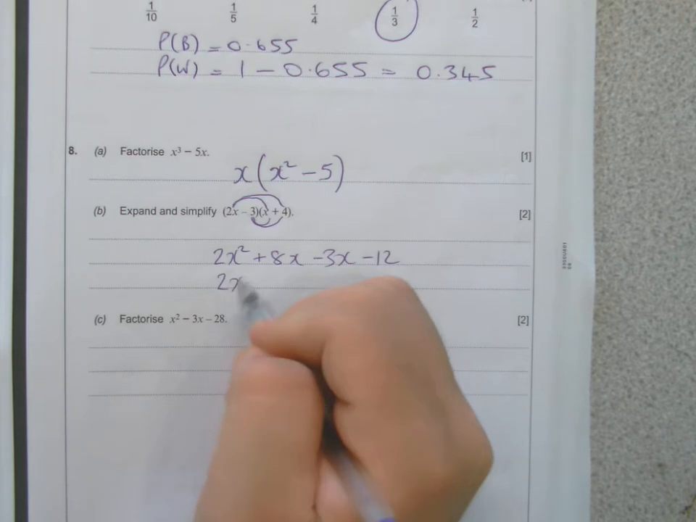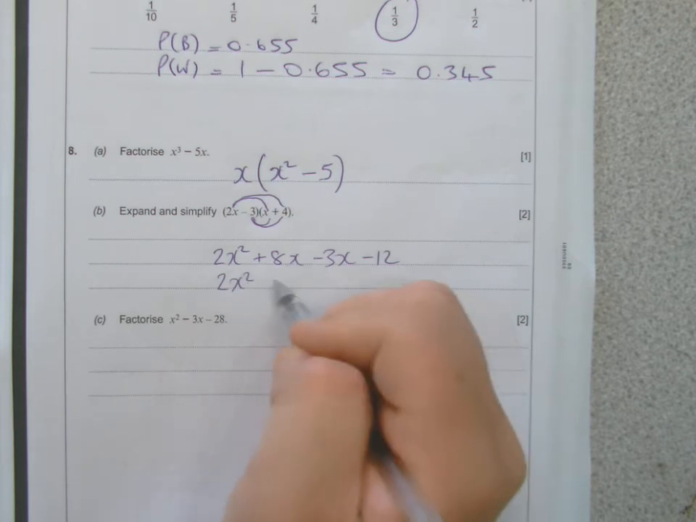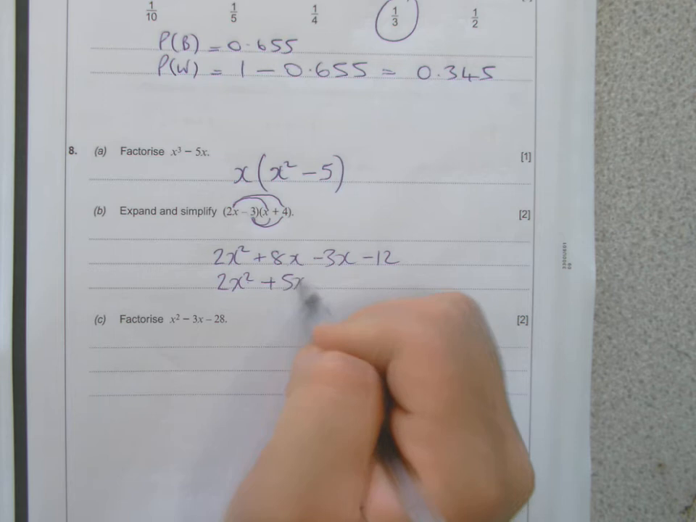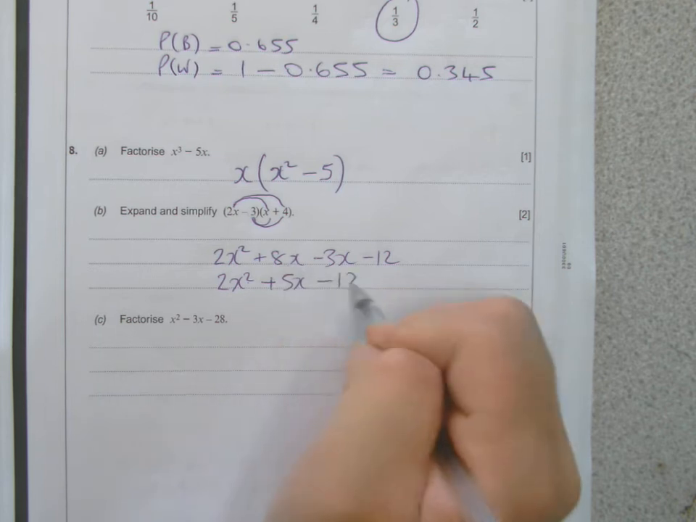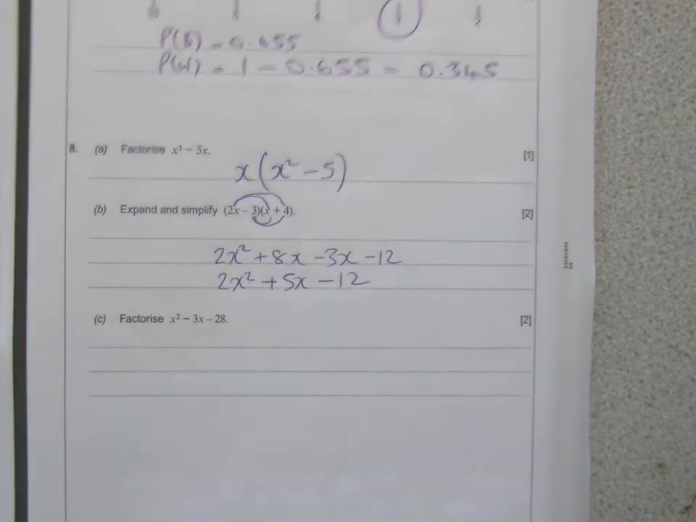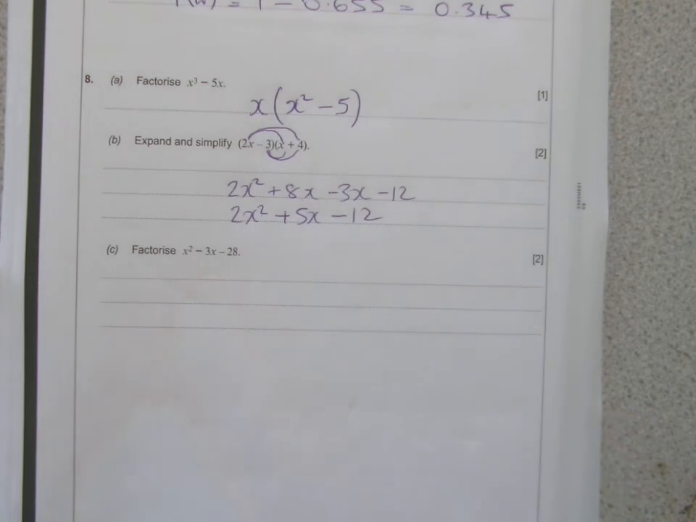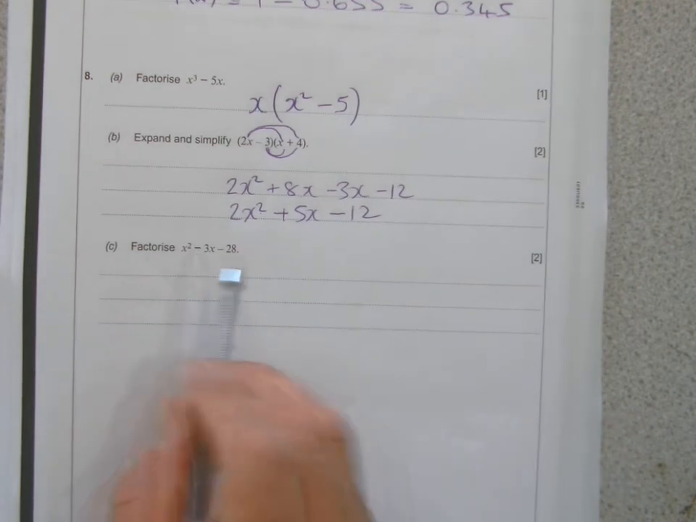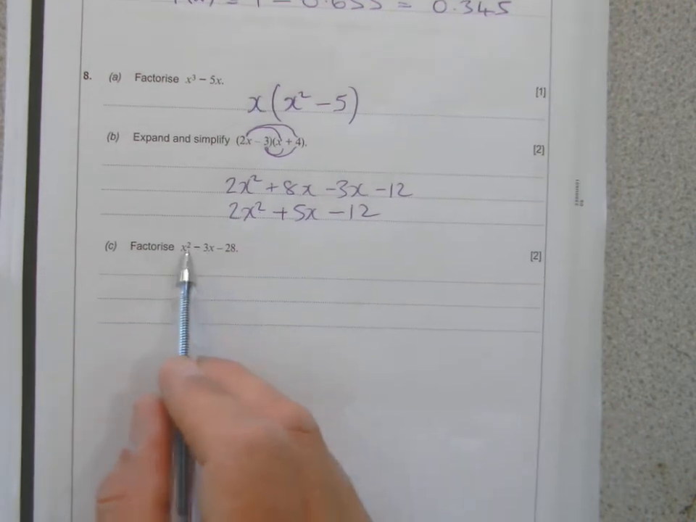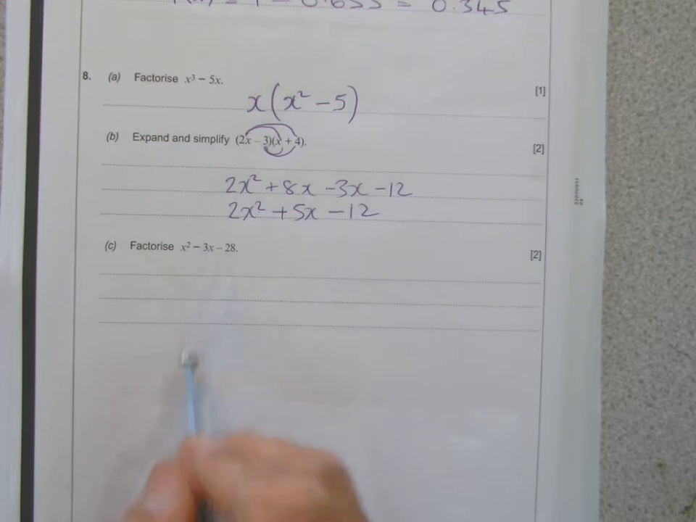Simplify: 2x squared, 8x and minus 3x becomes 5x. Okay, 8x take away 3x is 5x. And we're done. Part C, factorise this here. Now you notice here it's a quadratic, right? You've got 3 terms, x squared, an x term and a number.